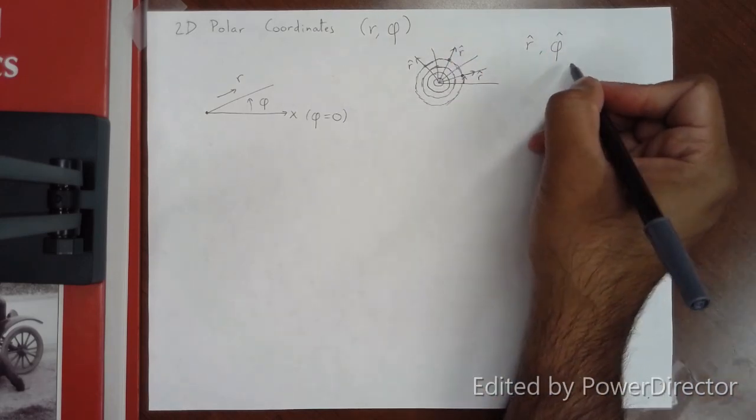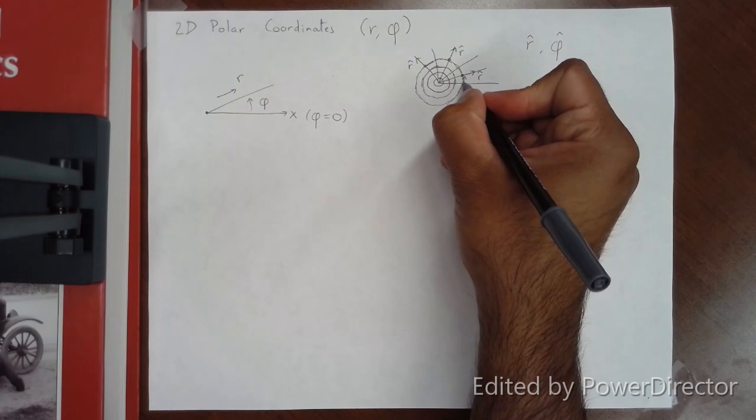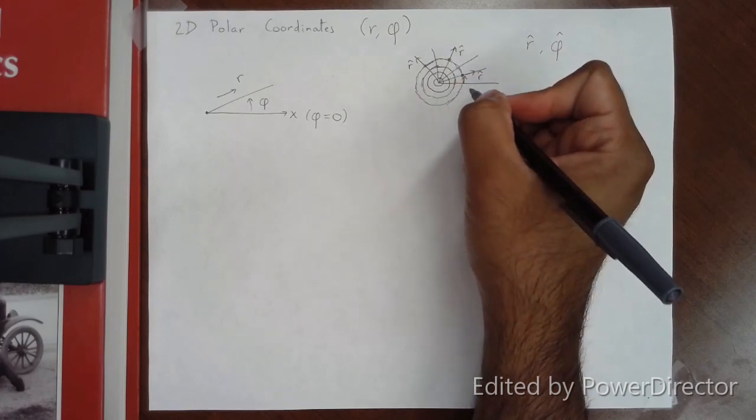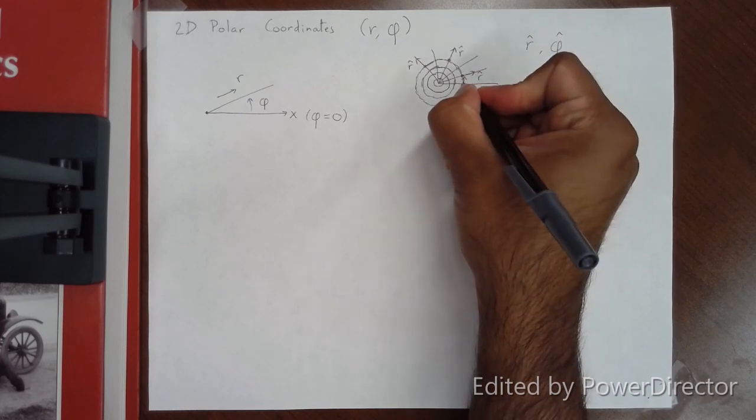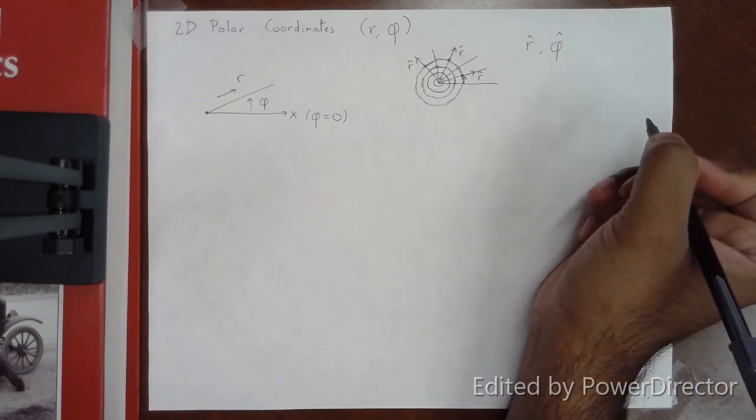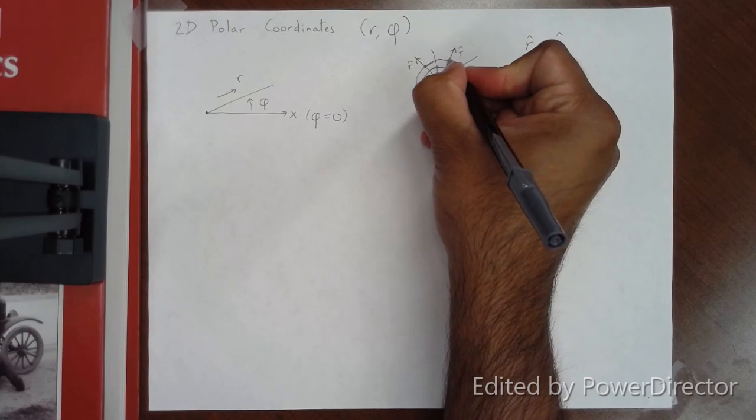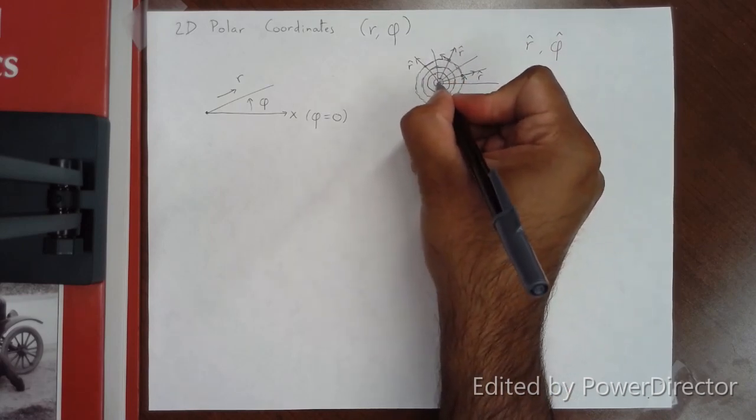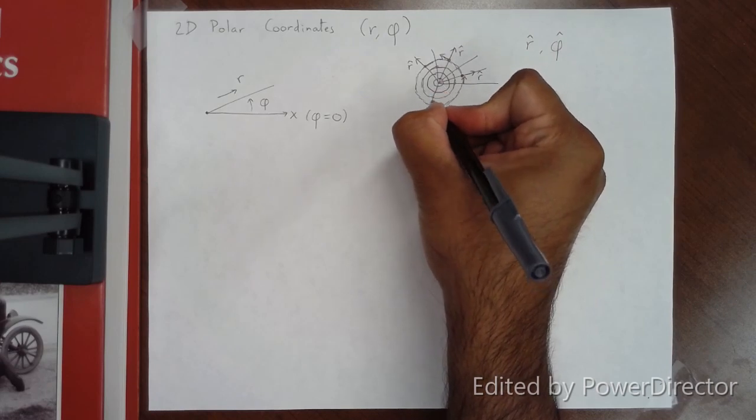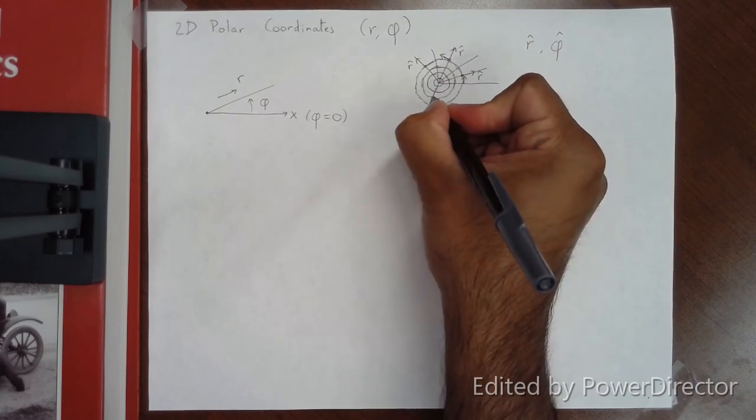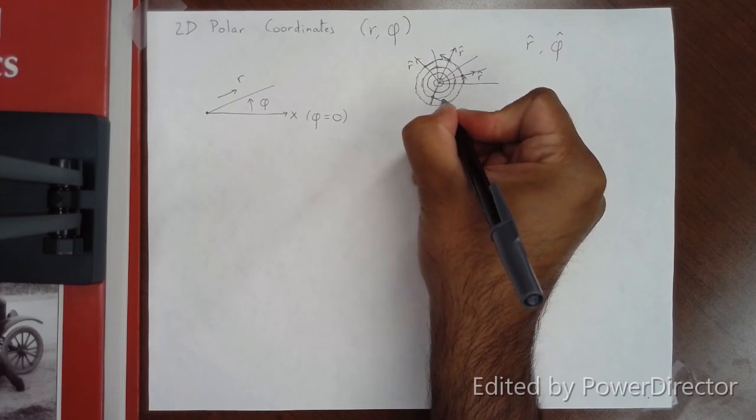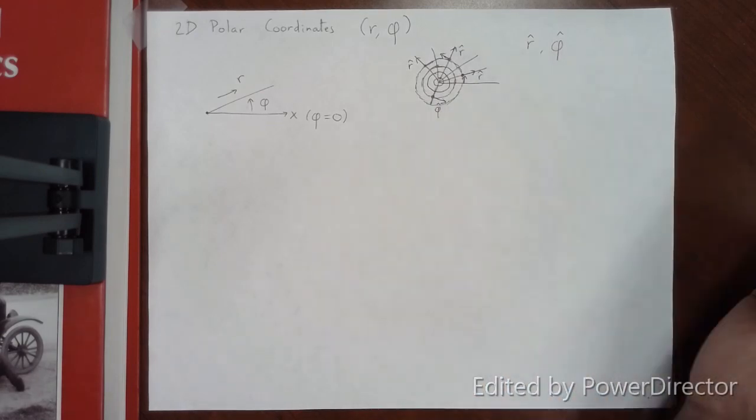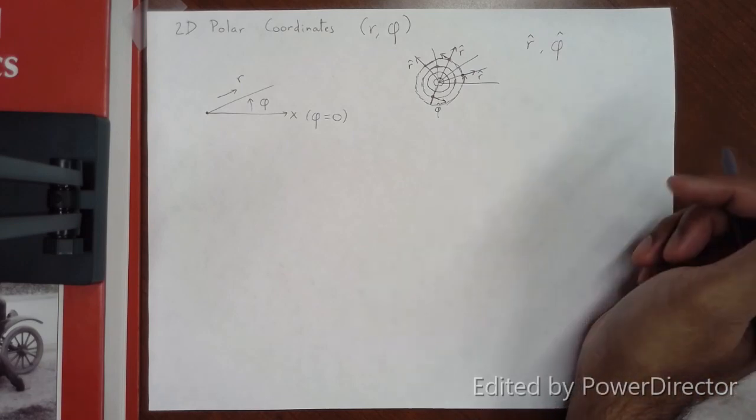Similarly, phi hat also changes. Phi hat is tangent to these circles. Phi hat over here points like this. Over here, it's tangent and points like this. And say we were over here, phi hat would point like this. Though again, the length doesn't change, it's a unit vector and has a length of 1.